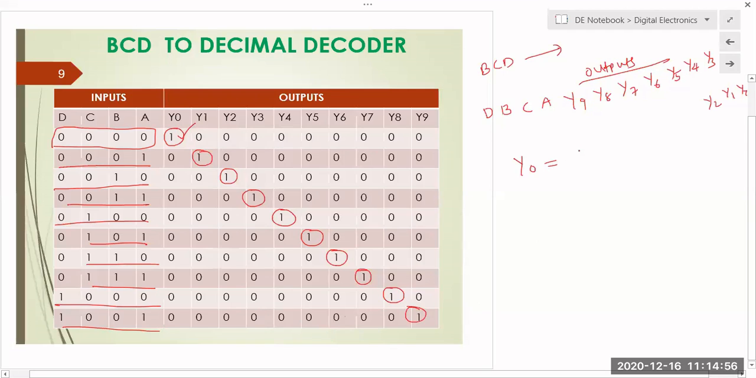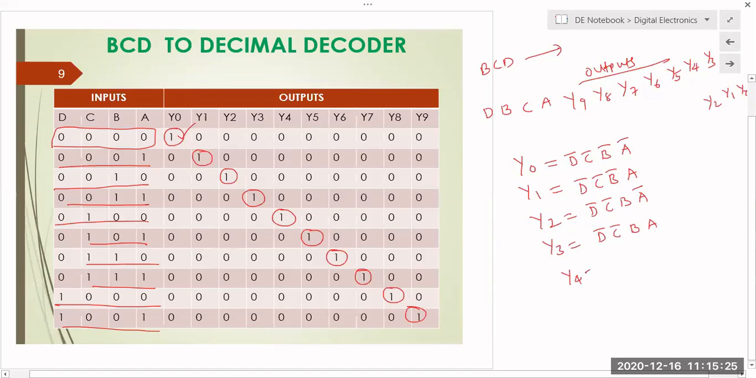So what is the expression for Y0? D prime, C prime, B prime, A prime. What is the expression for Y1? D prime, C prime, B prime, A. Y2 is D prime, C prime, B, A prime. Next, Y3 is D prime, C prime, B, A.